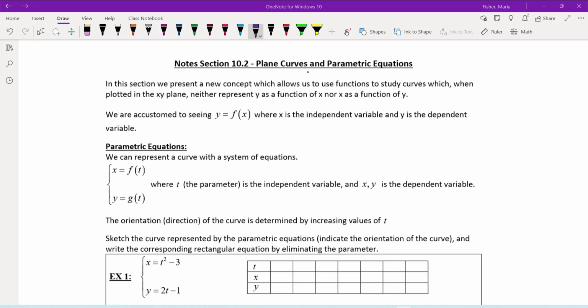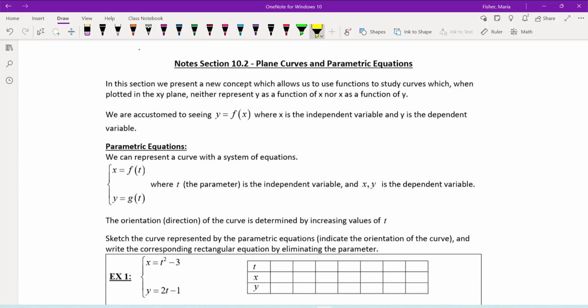Section 10.2 is plane curves and parametric equations. Now what we're going to do in this section is talk about a new concept that's going to allow us to use functions to study curves that, when you graph these curves in the xy plane, neither represent y as a function of x nor x as a function of y.